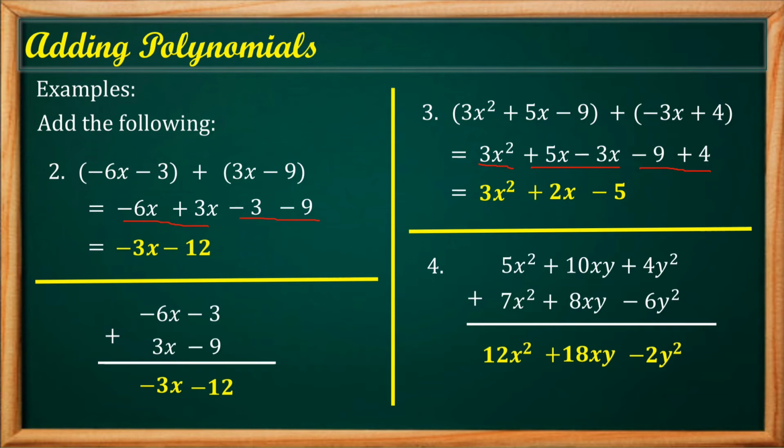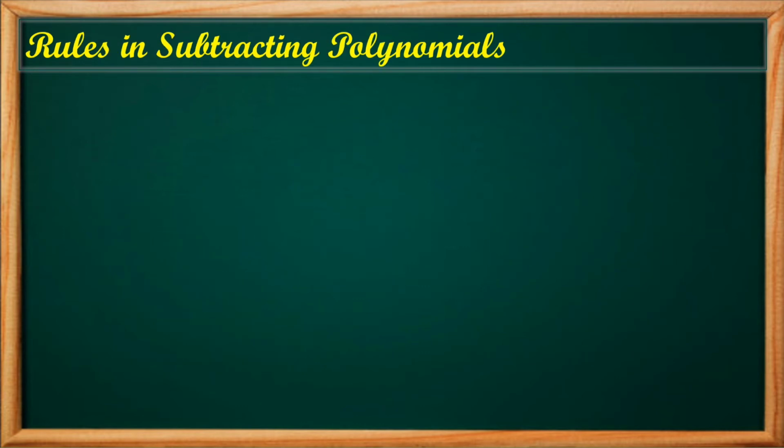Okay, that is for addition of polynomials. How about the subtraction? Kung may rule sa addition, may rule din sa subtraction. First, change the sign of the subtrahend. That is the first rule. We need to change the sign of the subtrahend.